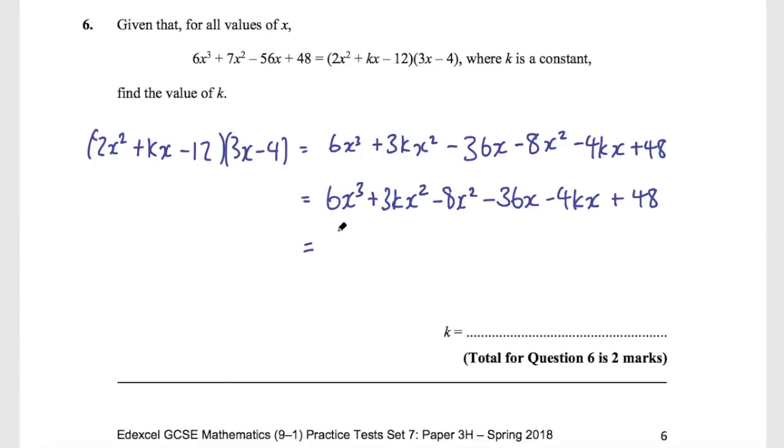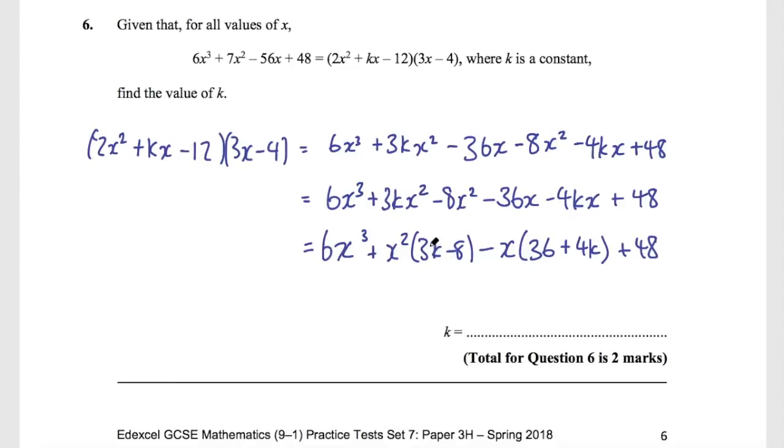Okay, so I'm going to do some factorizing here. So I've still got that 6x cubed at the start, just like in the answer up here. But now I want to factorize the x squared out of these two terms. So what I'll end up with here is plus x squared bracket 3k minus 8. And then also I want to factorize these two terms here, and I'll factorize a minus x out. So I end up with minus x bracket 36 plus 4k. And then still that plus 48 in the end.